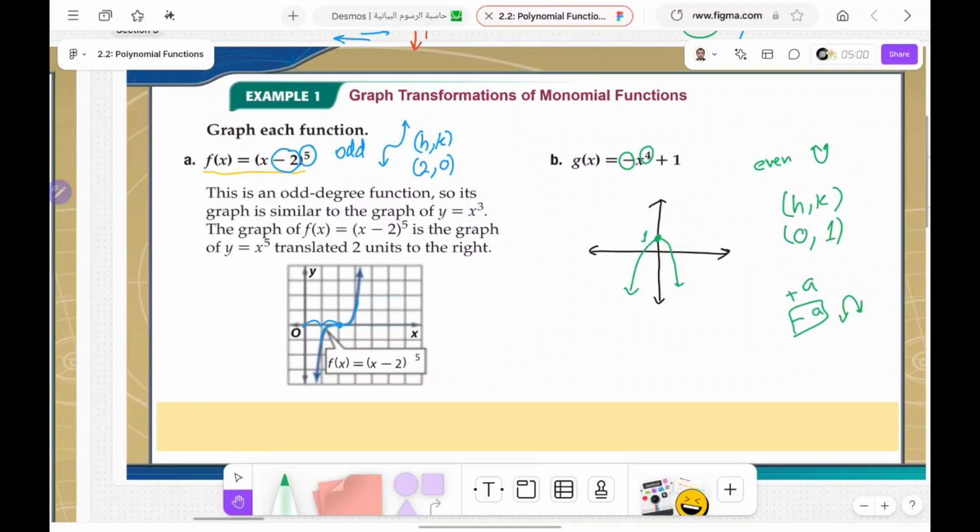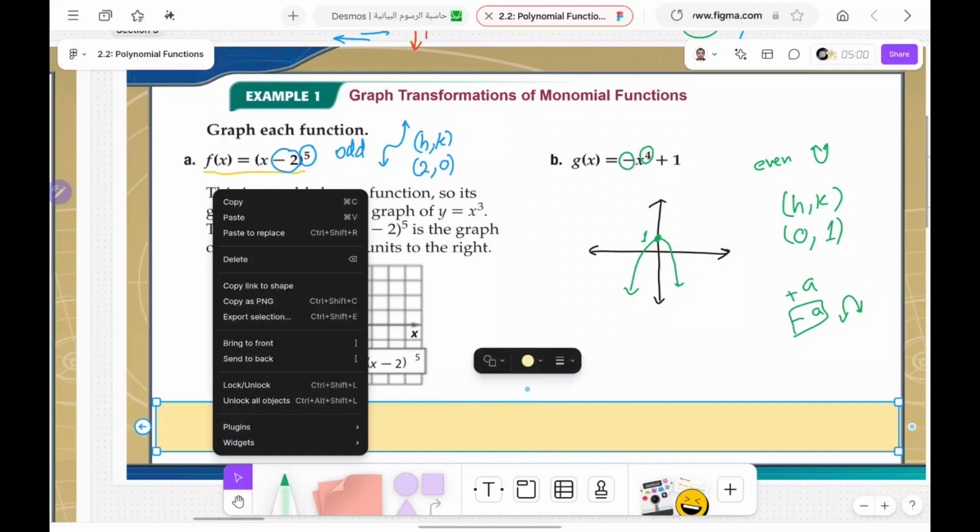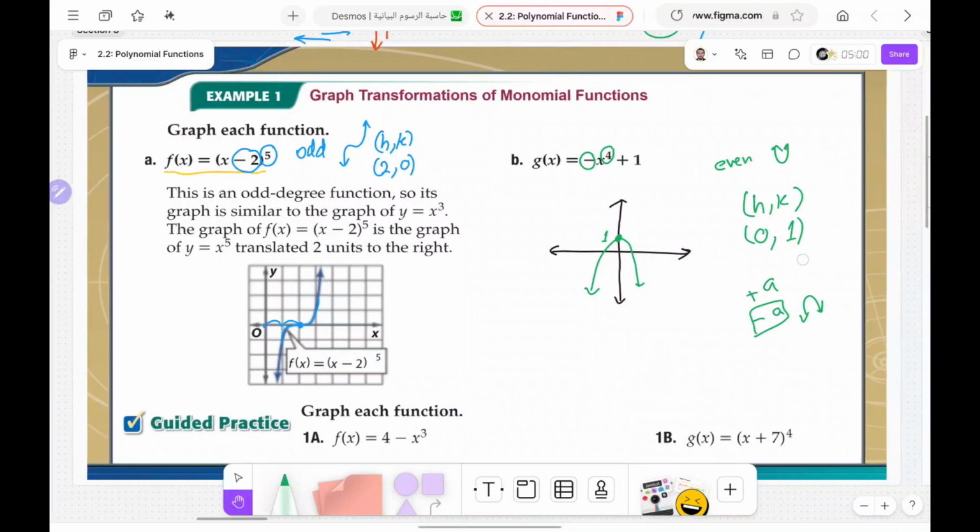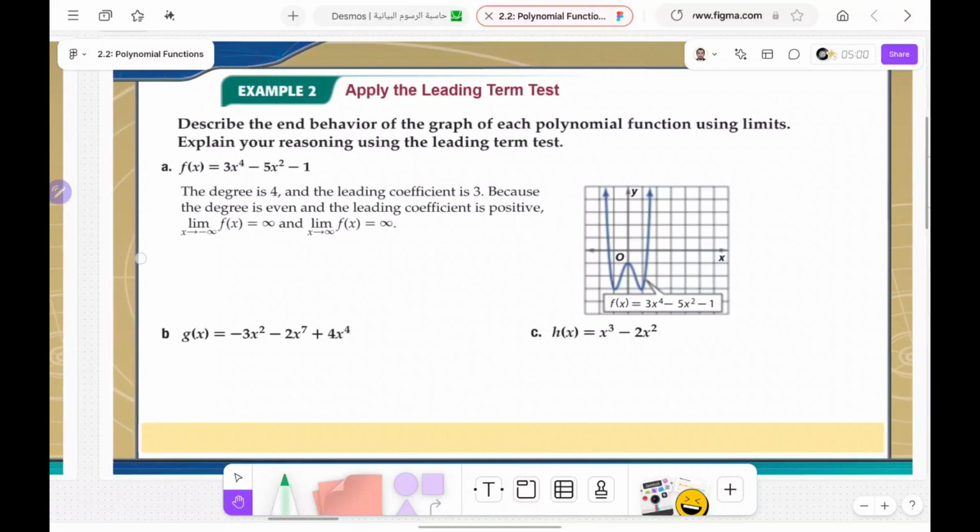Okay, now I have a question for you. Try to solve this question, and if you need help, please ask me. Now apply the leading term test.